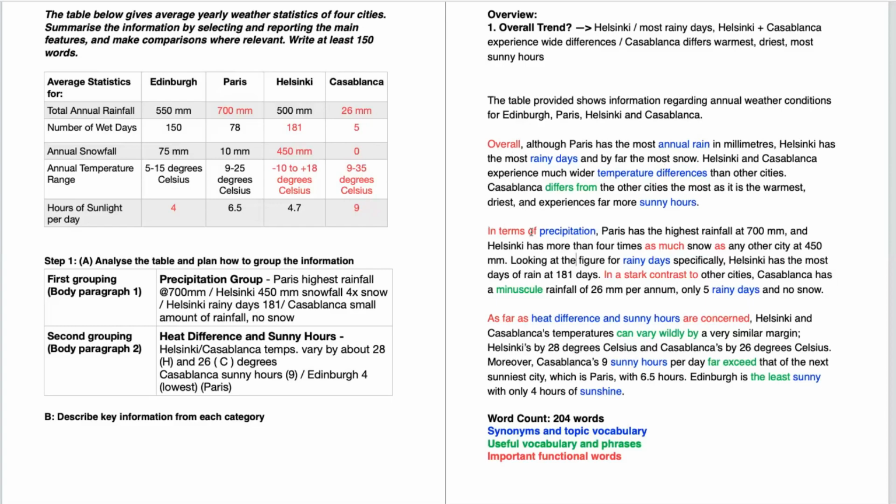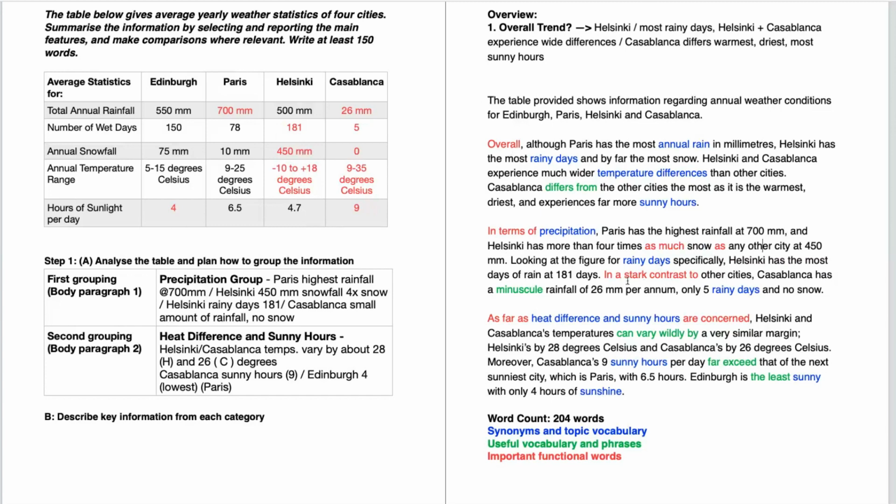In terms of is excellent when you want to become specific, like we need to be in body paragraph 1, as much as is a great way to compare two things. So we saw Helsinki has more than 4 times as much snow as any other city. And these are just great grammar points. This is also a grammar point, but it's also great for a functional word. So just make sure you are aware of your comparisons and contrasting things, especially for tables.